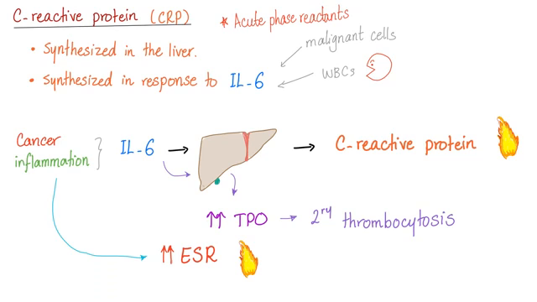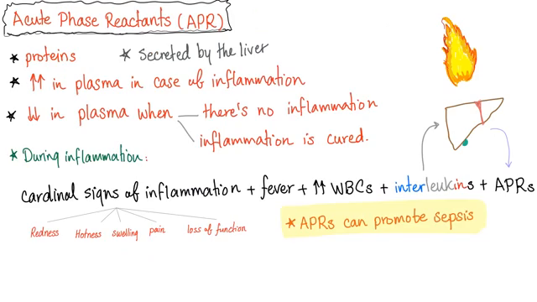Also, inflammation can raise the ESR. So in acute inflammation, you will have high ESR and high C-reactive protein at the same time. We have talked about acute phase reactants in the previous videos. They are proteins secreted by the liver. Their plasma level increases in cases of inflammation and decreases when there is no inflammation or when you cure the previous inflammation. During inflammation, as you know, you have the cardinal signs of inflammation. You have fever, you have leukocytosis, you have interleukins, because interleukins are the internet of the leukocytes, and IN just means protein, and S is just for plural, it's called English. And interleukins go to the liver, which secretes acute phase reactants.